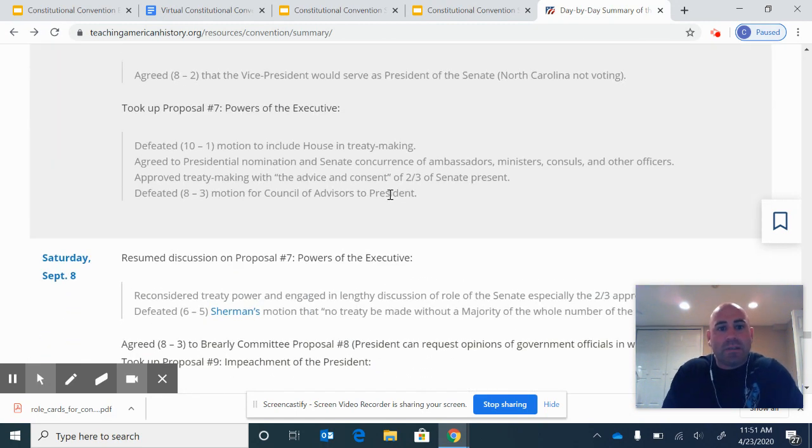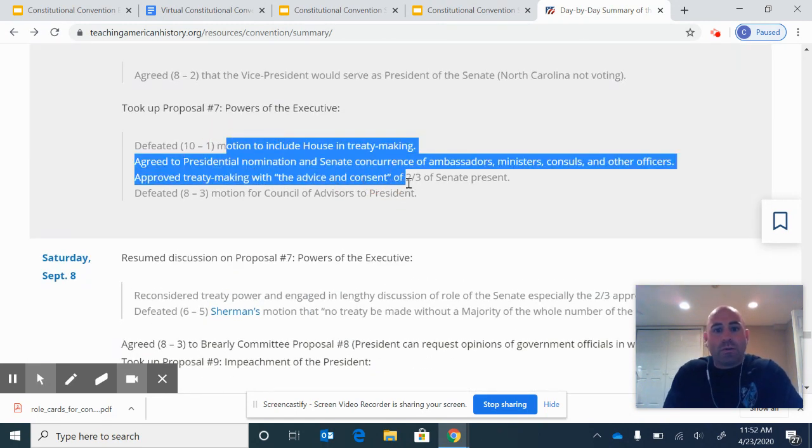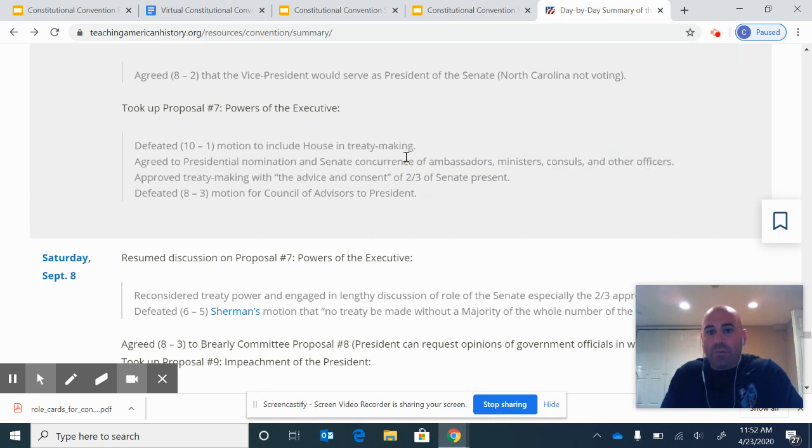What's the power of the executive branch? These are all things that are included in there: making treaties with foreign countries, being able to appoint their own ambassadors.